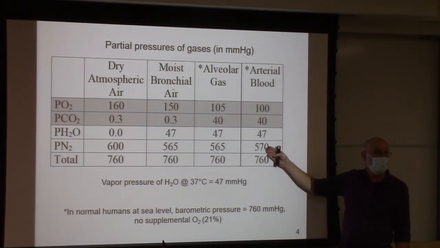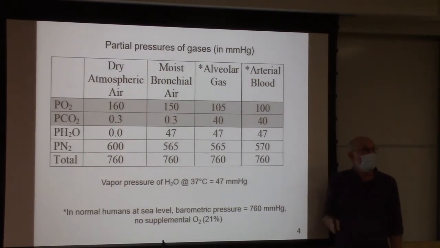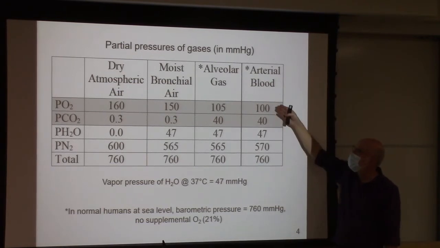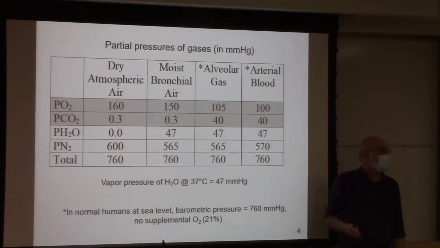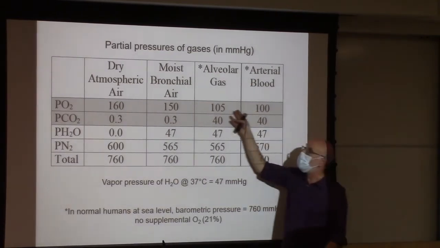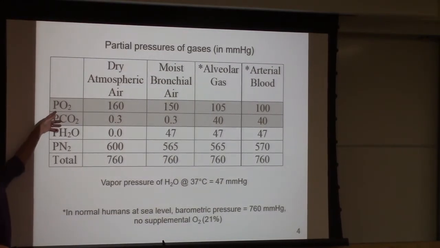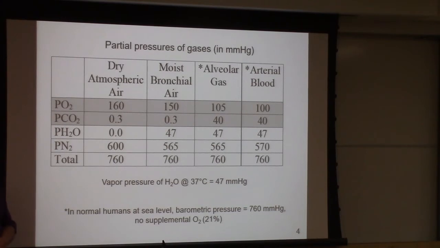A little bit more nitrogen, making up for the loss of oxygen. These are the partial pressures of these gases in blood plasma. What do I want you to know from this? The gray numbers. So highlight the ones that are gray, because those are the values that I want you to know. So you only have to learn 40% of this slide.